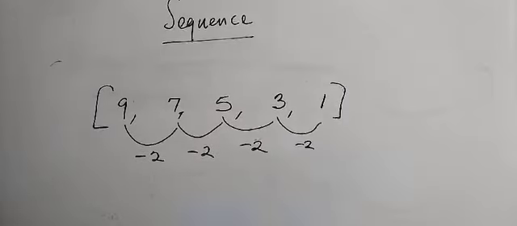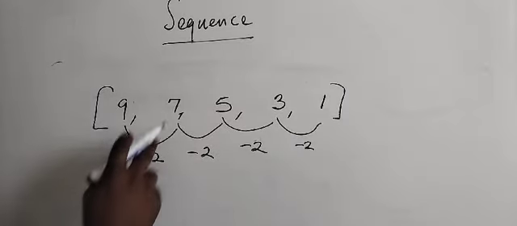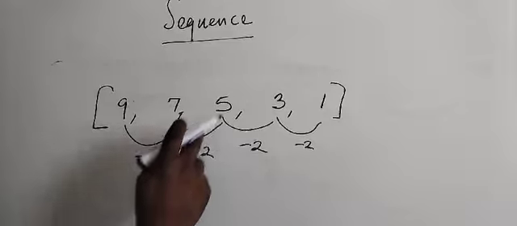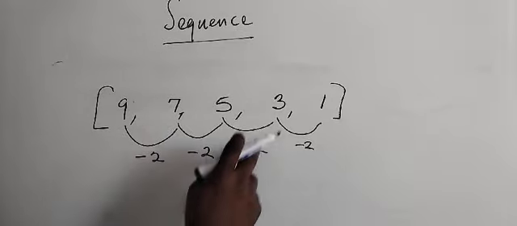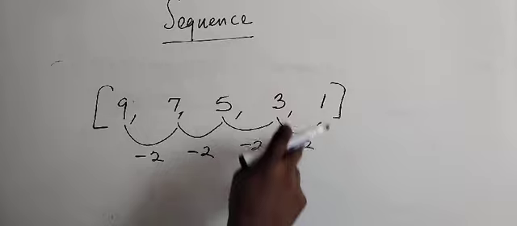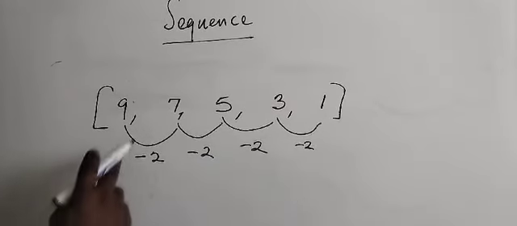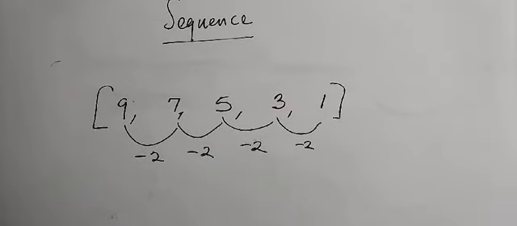That is negative 2. 9 take away 2 gives 7. 7 take away 2 gives 5. 5 take away 2 gives 3. 3 take away 2 gives 1. It's going down by 2. So it's also a linear sequence because the rate at which it's going down is constant. Every time, it's going down by 2.